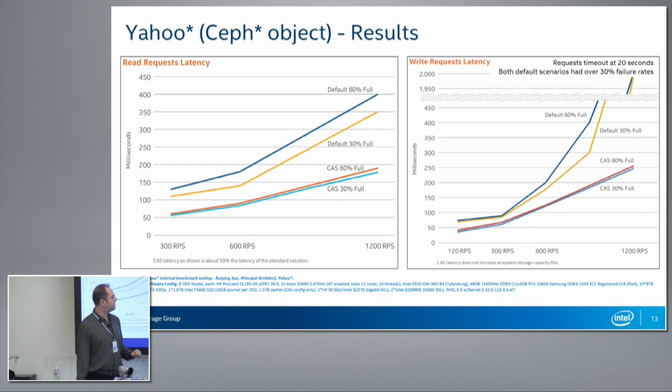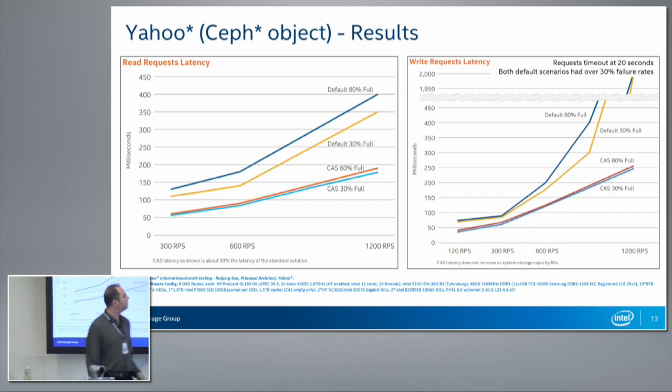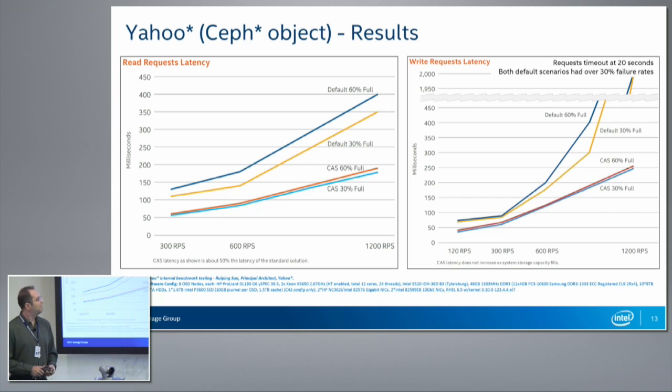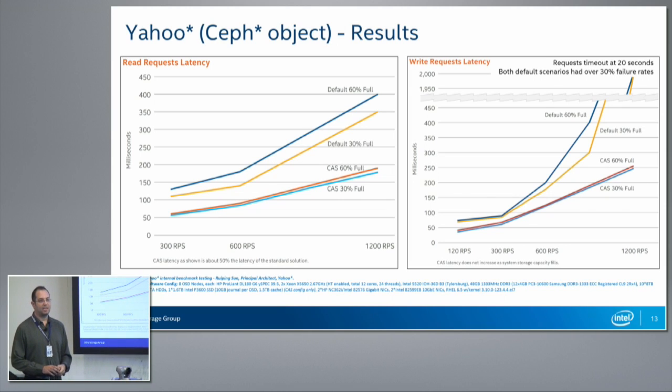And then over on the right side, similar results with one exception. If you look at the hard drive only solution, as you got to 1200 requests per second, the system could not handle that number of requests. And this is an 8 OSD node cluster. At 1200 requests per second, Ceph has a timeout of 20 seconds for getting your request. Over 30% of these requests failed to return, and Ceph killed them with the hard drive only solution, whether you were 30% full or 60% full.